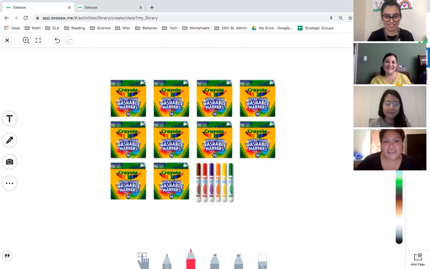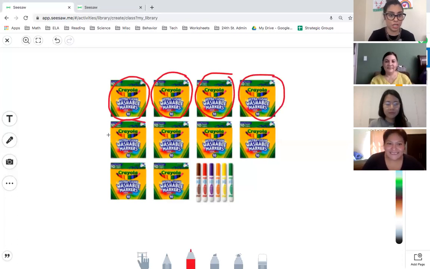So this is a collection of markers, and I see that their boxes already have 10 in it. So it would be cool and easy if we can just count by tens. Great strategy. So we know our tens, we know how to count by tens, and that would be a quick way to count this collection. So I'm going to show my groups here. 10, 10, group of 10.